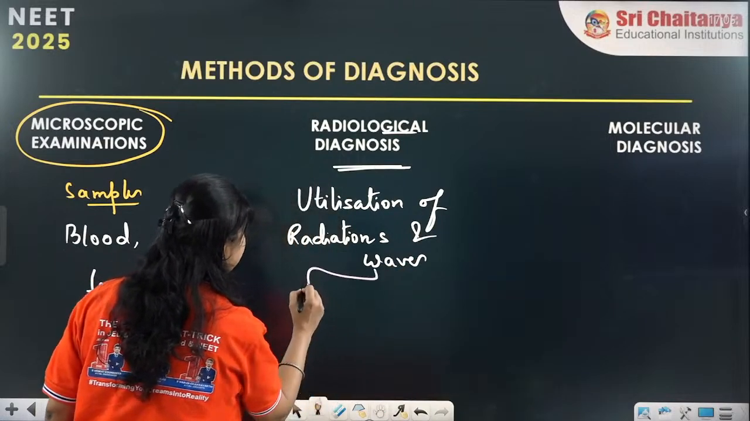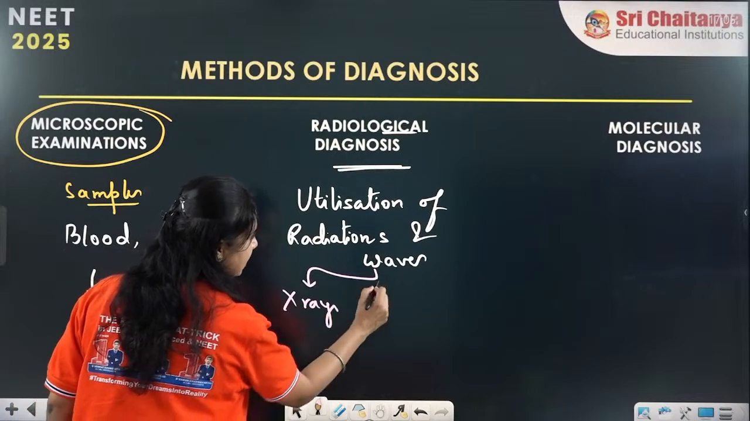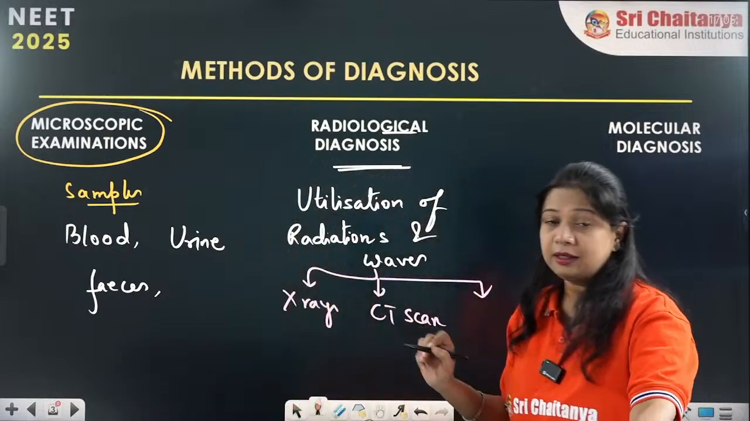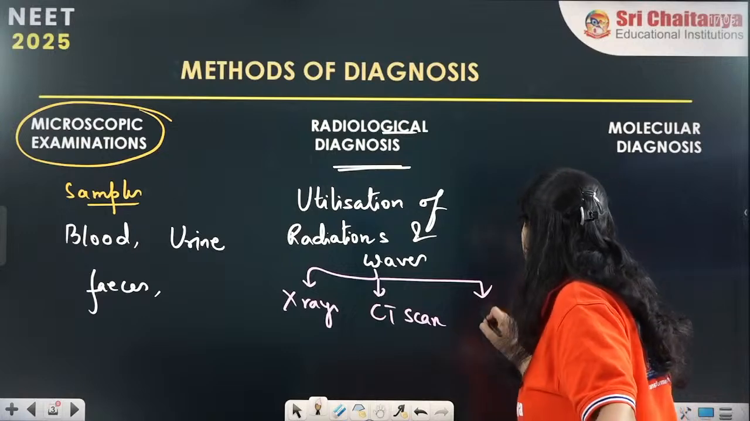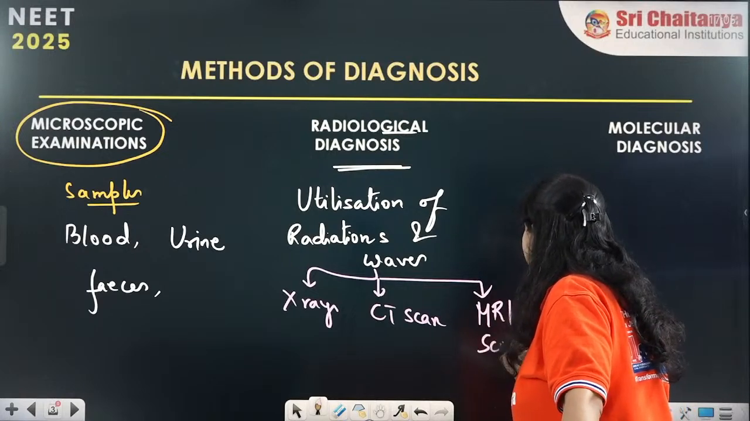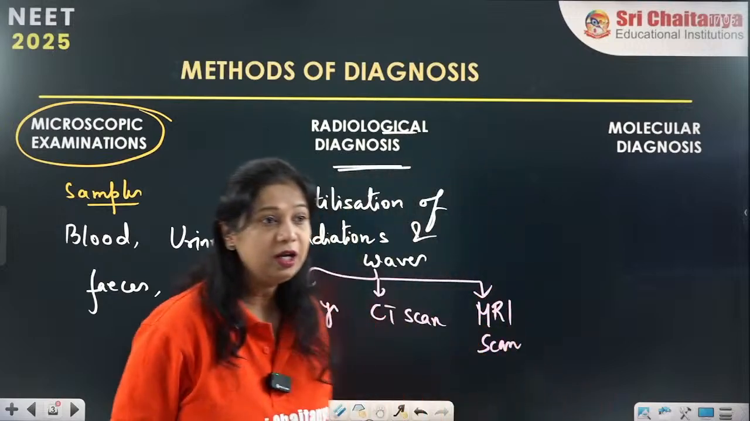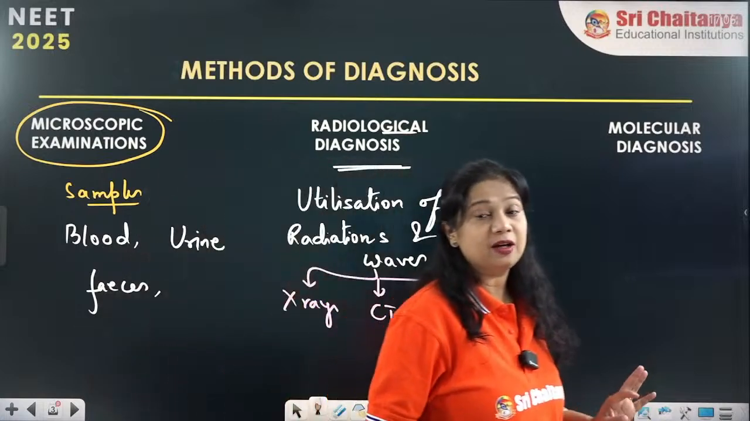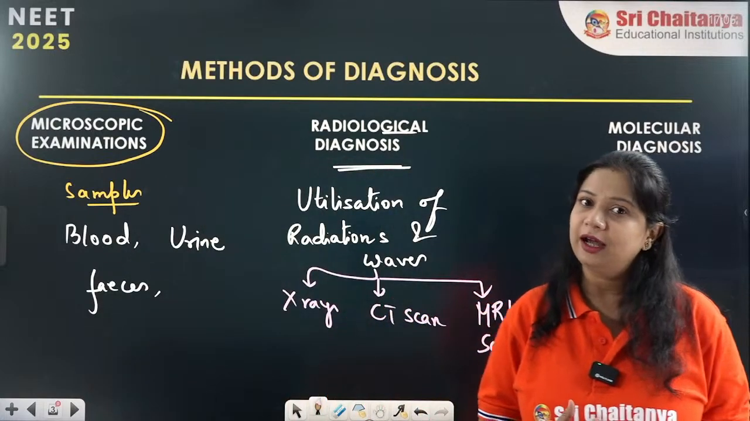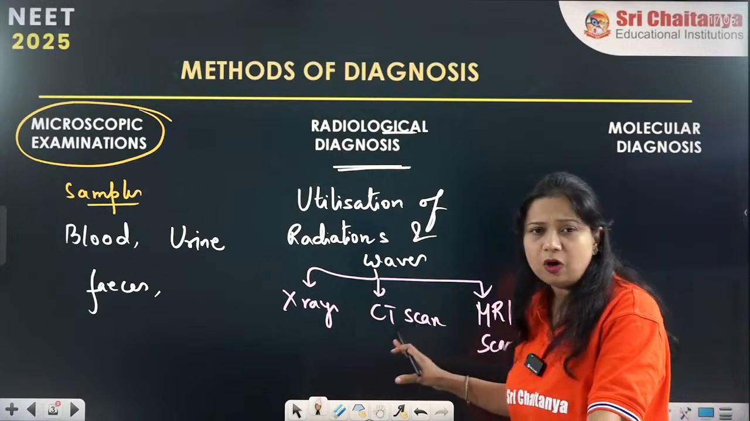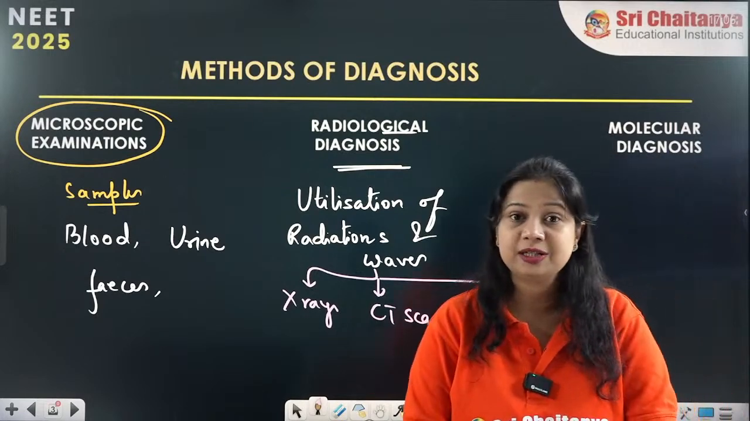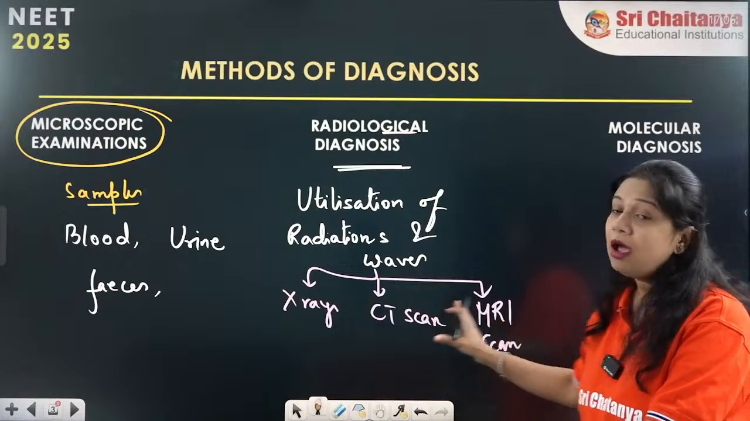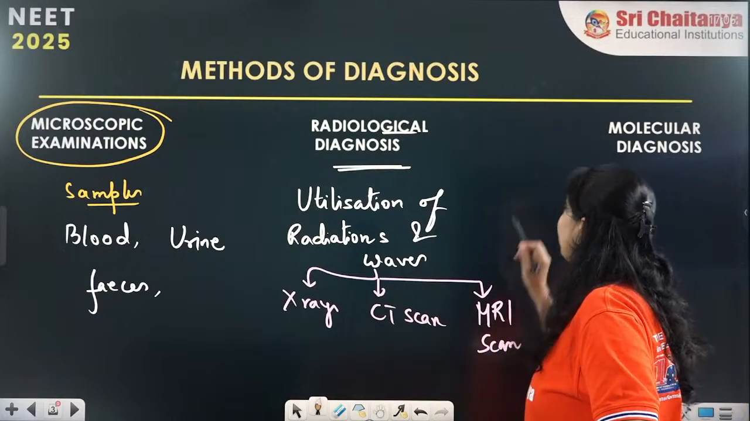Radiations and waves can be of different types. For example, it can be X radiations or X-rays. It can be CT scan, which you have to study in your NEET 2027 syllabus also, as well as MRI. These scans and techniques are there for your syllabus. So, read them carefully, listen to them carefully. X-ray, CT scan, MRI scan, these are called radiological methods to diagnose any kind of disease. These are commonly not used for infectious agents, rather they are used mostly for the diagnosis of cancer. Different types of cancers are detected by these diagnostic methods.